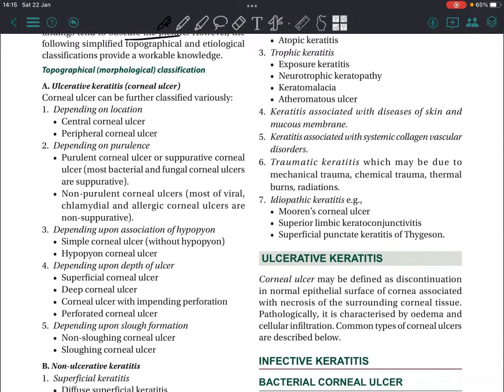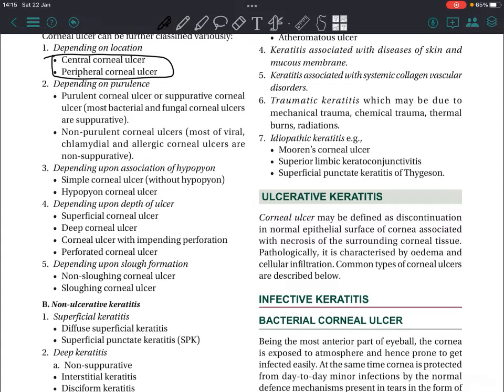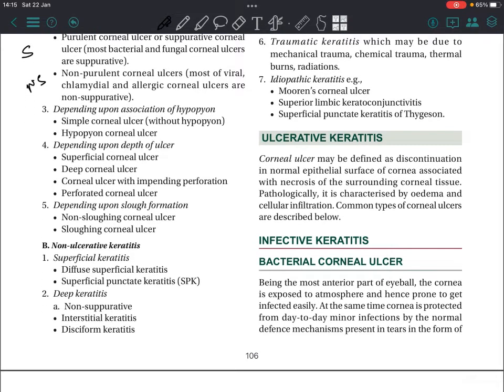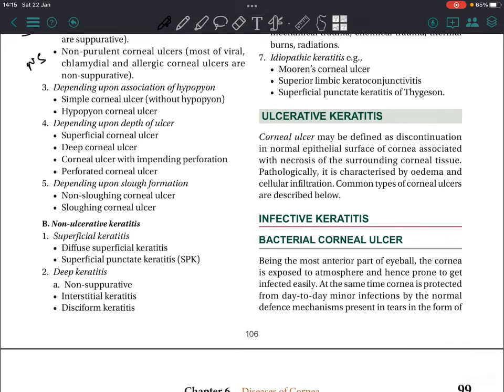Morphological classification: ulcerative keratitis, corneal ulcer. Depending on location: central corneal ulcer, peripheral corneal ulcer. Depending on type: purulent or suppurative corneal ulcer, and non-purulent, non-suppurative corneal ulcer, most of them viral, chlamydial and allergic. Depending upon association of hypopyon: simple corneal ulcer without hypopyon, corneal ulcer with hypopyon. Depending upon depth of ulcer: superficial corneal ulcer, deep corneal ulcer with impending perforation, perforated corneal ulcer.